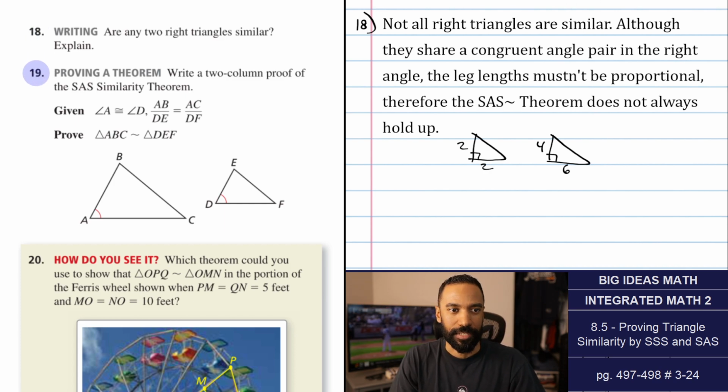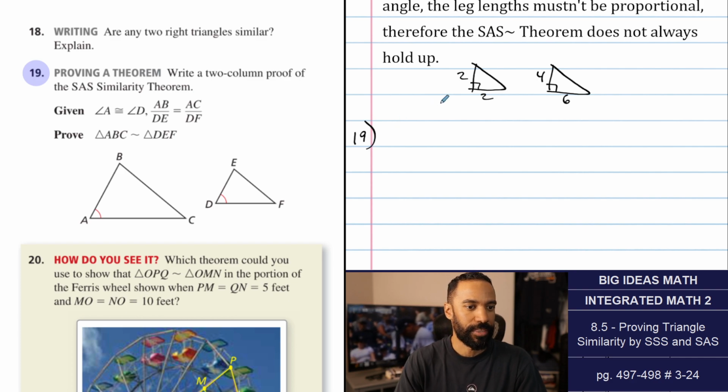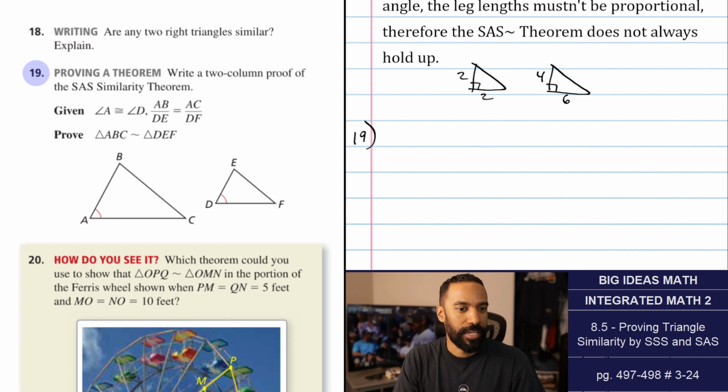Okay, number 19. Write a 2-column proof. Oh, here's the side angle side proof thingy. So I can't guarantee I'm going to be very good at this. Given what you have there, prove what you have there.